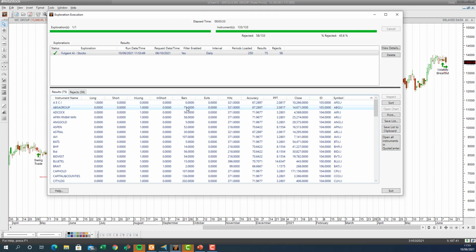Bars tells you how many days into a trade this particular trade is. 75 days into a trade. 320, the hits, that's during the testing period when the AI was testing this particular strategy, the 105 one. There were 321 incidents where this occurred with 67% accuracy and an average profit per trade of 2%. That's the average profit per trade over the testing period. So it's a pretty good result considering there's 321 trades that this particular AI strategy discovered, so to speak. So if we look at Absa Group, we know it's 35 days into a trade.